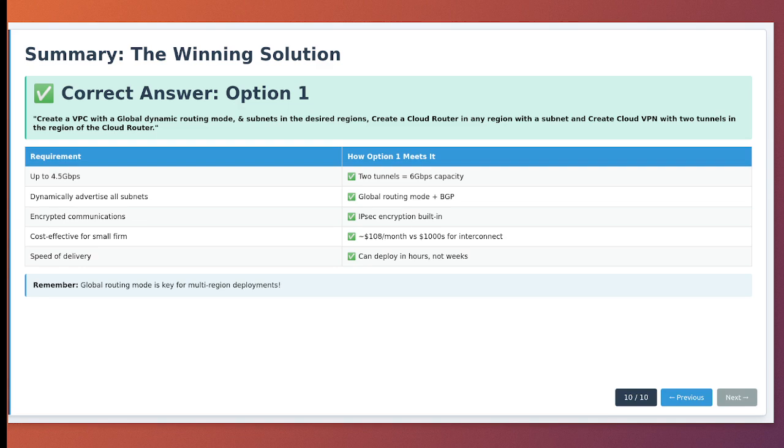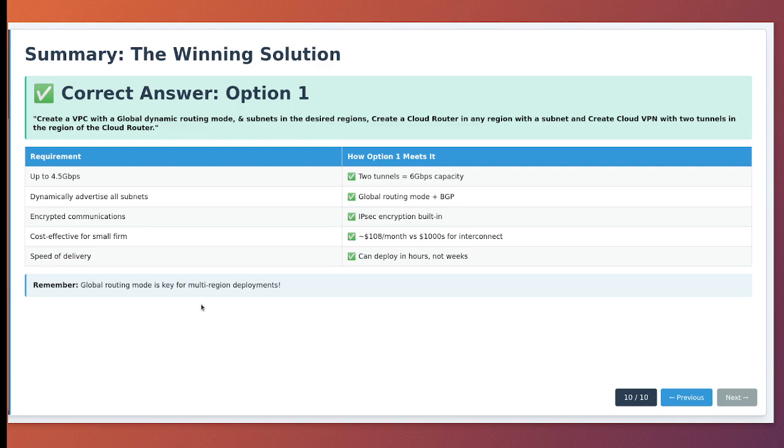Now for some key exam tips. Remember that Cloud VPN tunnels max out at 3 gigabits per second each. Understanding the difference between global versus regional routing mode is crucial for multi-region deployments. Cost-effectiveness will often point to Cloud VPN over dedicated interconnects for smaller bandwidth requirements. And finally, keep in mind that dynamic routing requires BGP, which in turn requires a Cloud Router.